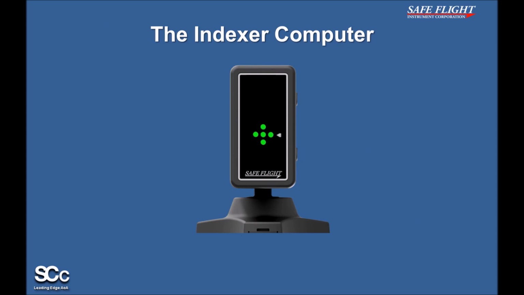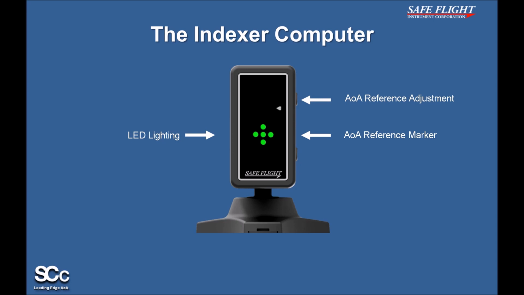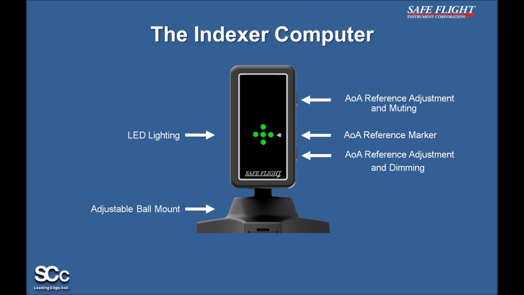Let's take a closer look at the system operation. Angle of attack information is provided by the sequential display of LED lights on the Indexer computer. In addition, there is also a pilot set reference marker that can be moved up and down to target certain angles of attack. The top button moves the reference marker up, while the bottom button moves the reference marker down. These top and bottom buttons also serve to mute and dim, respectively. The entire device sits atop a ball mount for optimized viewing by the pilot.